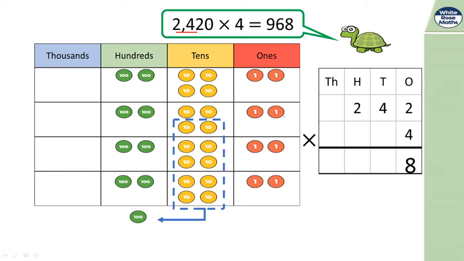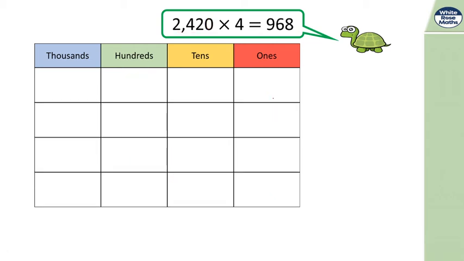968 is the answer. So 4 times 2 is 8. I'm just going to do this method, and you can do that one. 4 times 4 is 16. 4 times 2 is 8, plus 1 is 9. So they forgot this bit. So make sure you read your questions carefully. Let's work out what that actually is.